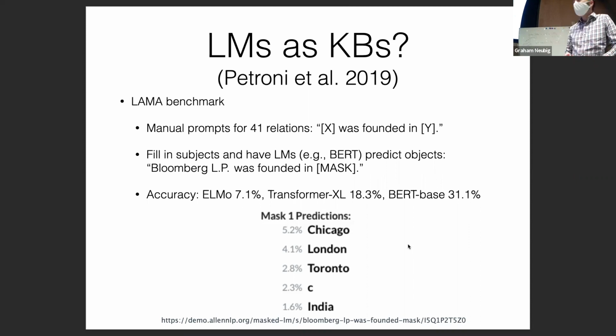However, there's a big caveat about this, which is that they only predicted words that could be predicted in one subword token. So things like Chicago or London or Toronto. They did not predict things like United States or New York or things that require multiple tokens. So actually the LAMA dataset is a lot easier than it would be if they included these multi-word entities as well. So BERT actually probably wouldn't be able to do anywhere near 31% if it was predicting these.